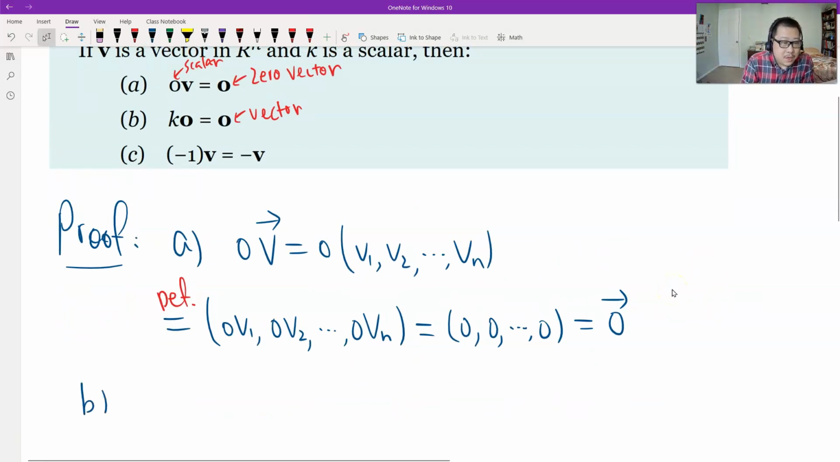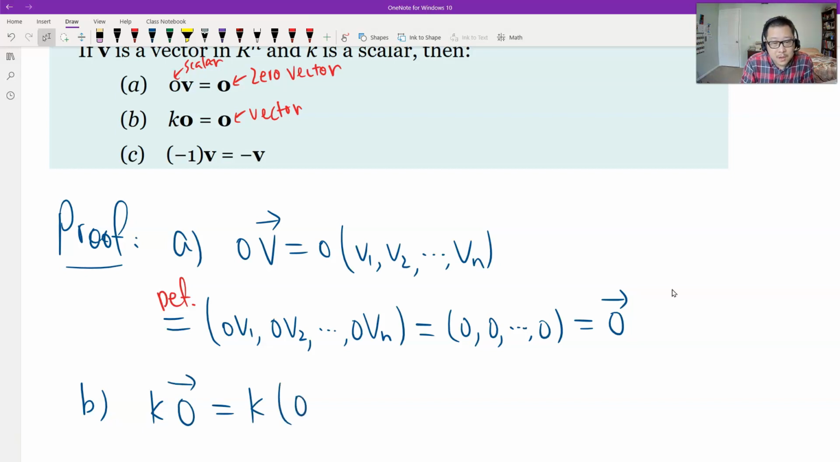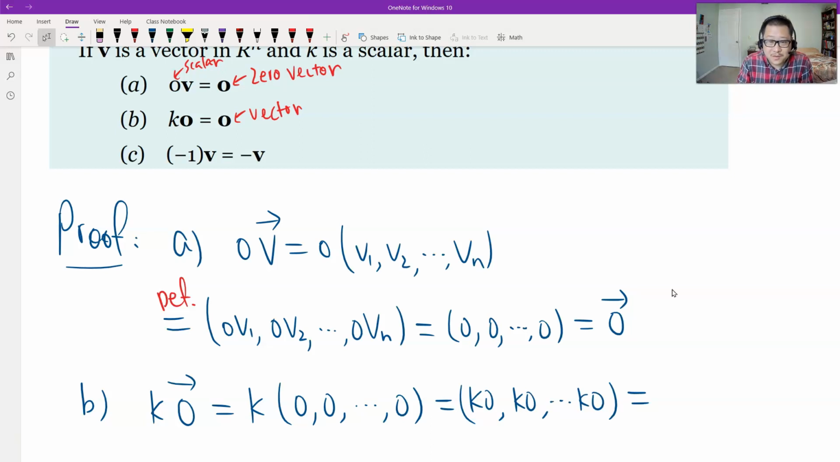Then B is almost the same. Let's look at B. K is a scalar number times the 0 vector, which is K times 0, 0, up to all 0. By the definition, the first is K times 0, then K times 0 the second, and it goes on to K times 0 the last. Of course, what do we get? We definitely get all 0, which is the 0 vector.